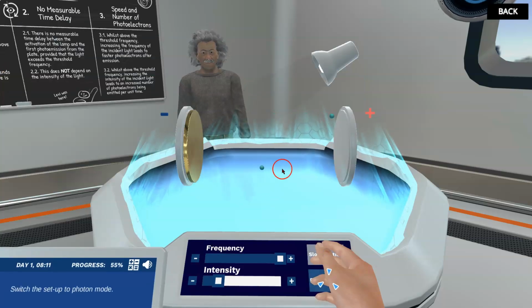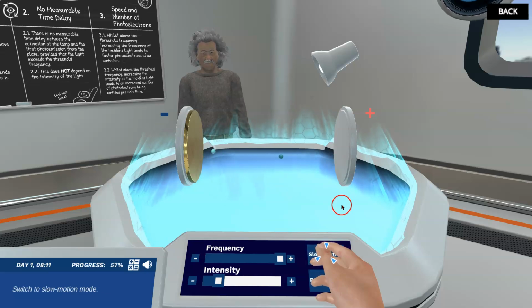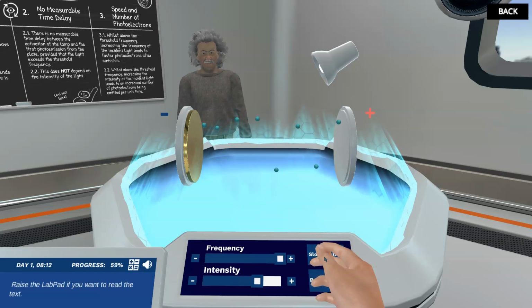We can switch the setup to photon mode to illustrate this. Slowing everything down a bit will help as well. Switch to slow motion mode. That's much better. Now we can clearly see how each photon results in a photoelectron. This device truly is wonderful.